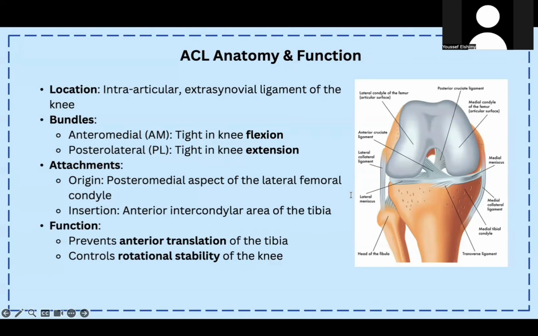Anatomically, the ACL originates from the lateral femoral condyle, which is basically the outer part of the lower end of the thigh bone. This ligament then runs downward and forward to insert on the anterior part of the tibia. Functionally, the ACL prevents the tibia from sliding forward relative to the femur and also limits excessive rotation of the knee, especially during sudden movements such as cutting, pivoting, or landing from a jump.